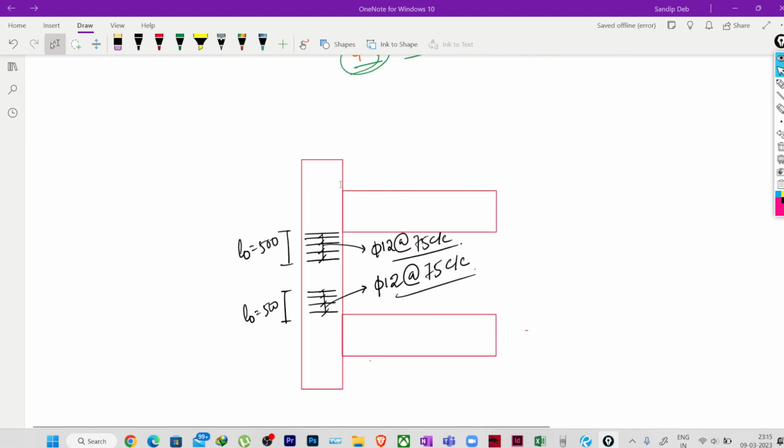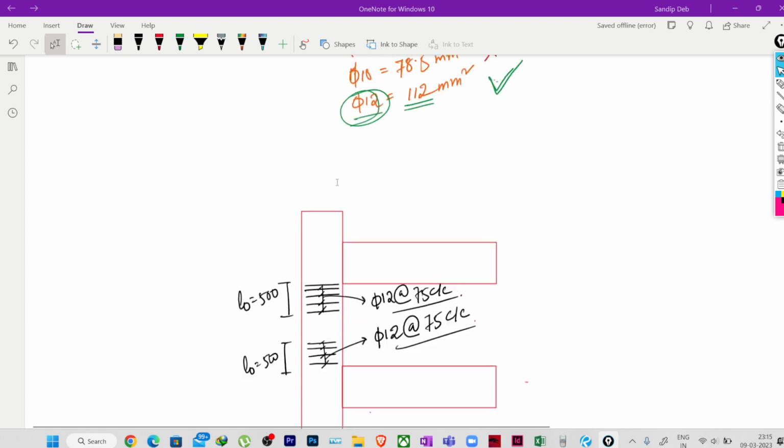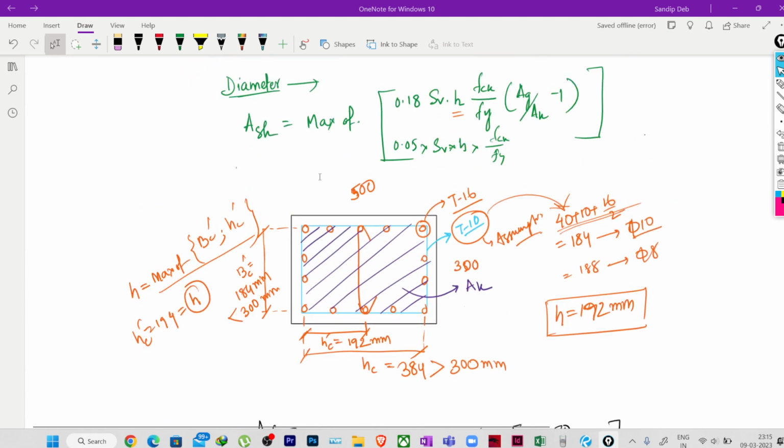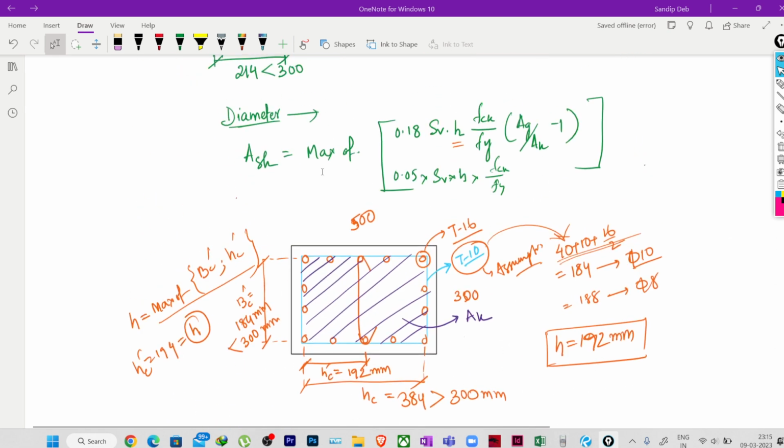So I hope it is clear to all of you, right? Confinement reinforcement in columns. Okay. So this is it for today's lesson.